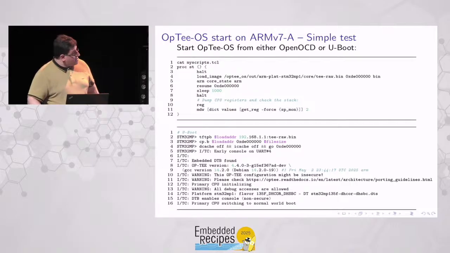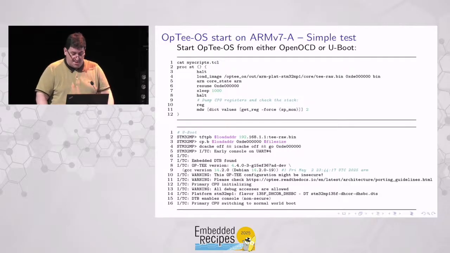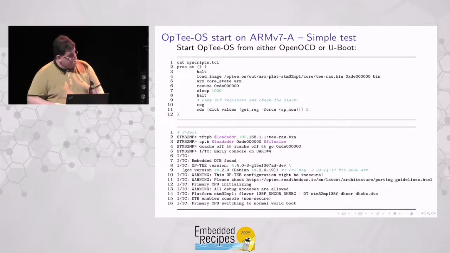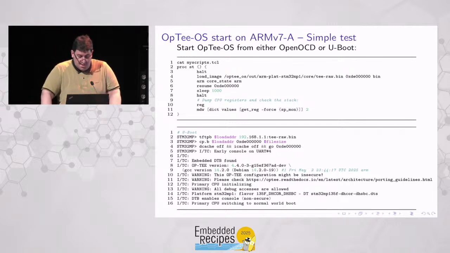Here is an example of starting the OP-TEE OS from OpenOCD. That's here on top. It's yet another thing. Load the tee raw bin to an address, jump there, do some stuff. At the bottom, same thing, done using U-Boot.